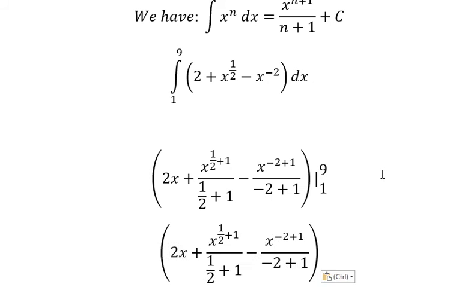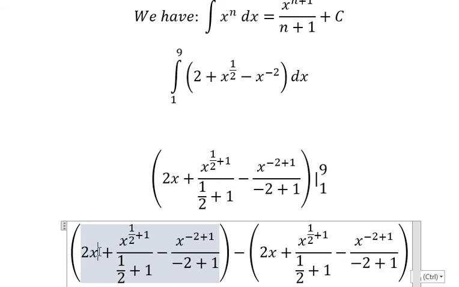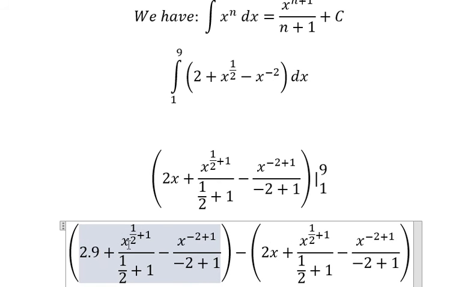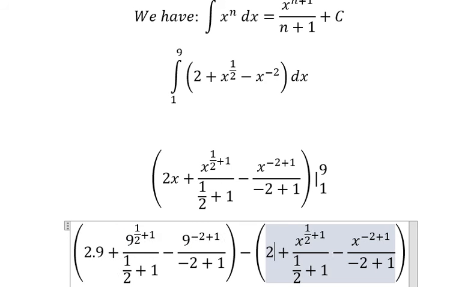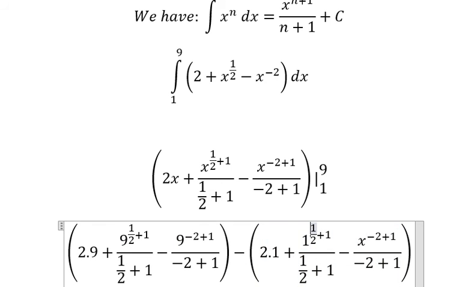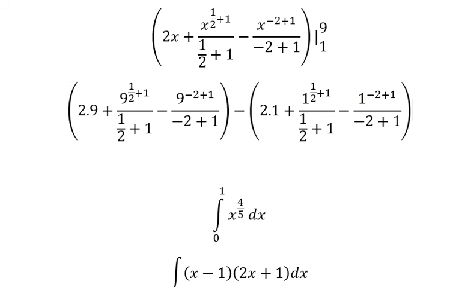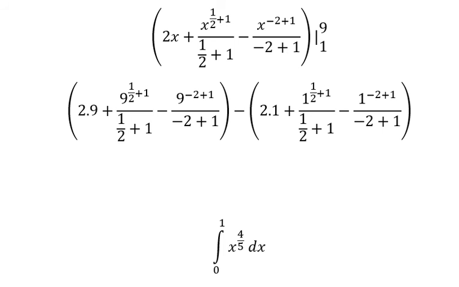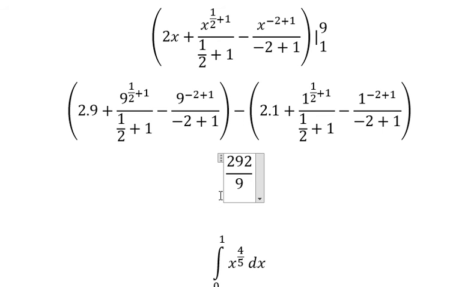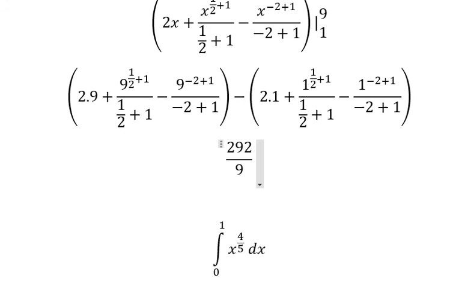So I will put number 9 in here, number 1 in here. So we calculate this number in here. So we will have 292 over 9. And this is the answer for question number 1.